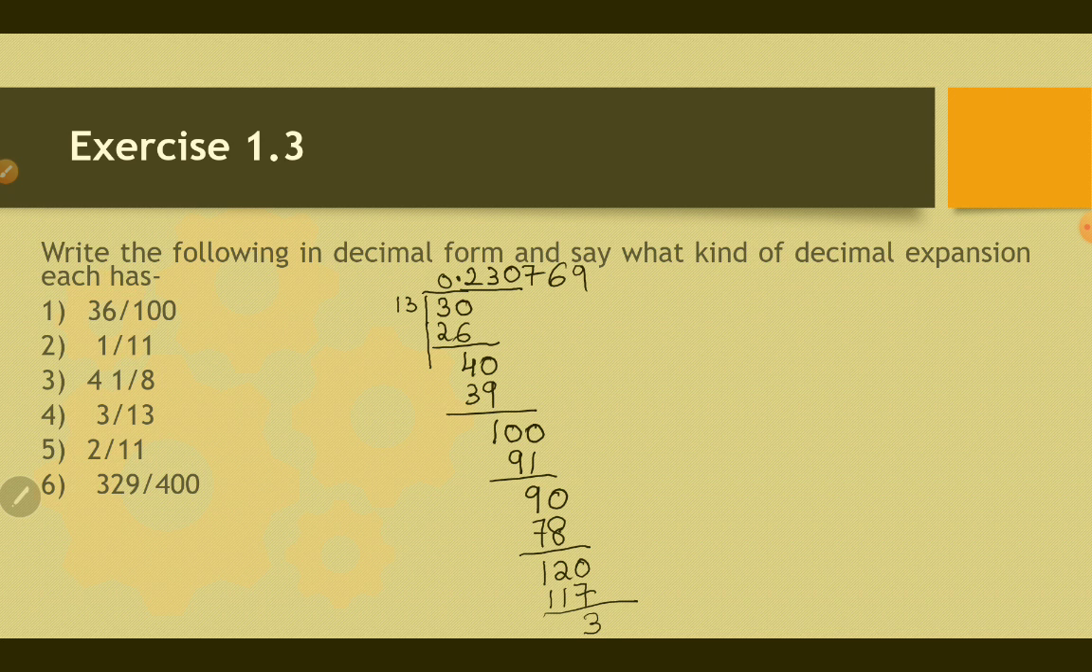Hence, after 0.230769, 230769 repeats itself. So 3 by 13 can be written as 0.230769 the whole bar. So it's a non-terminating repeating type of decimal.